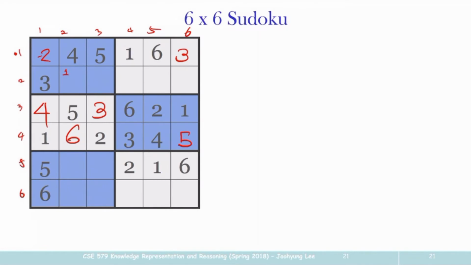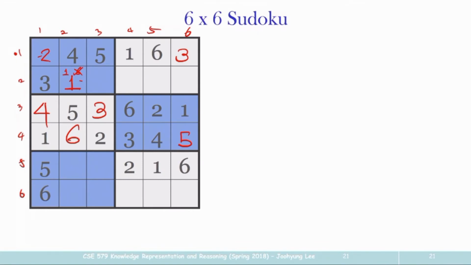And what was your other thing? The other possibility is 6, but 6 is in 4, 2. I see. So it could be either 1 or 6 if you look at the first box, right? But if you put 6, then it will violate. So 6 is not possible, so it must be 1. It becomes easier for you guys.